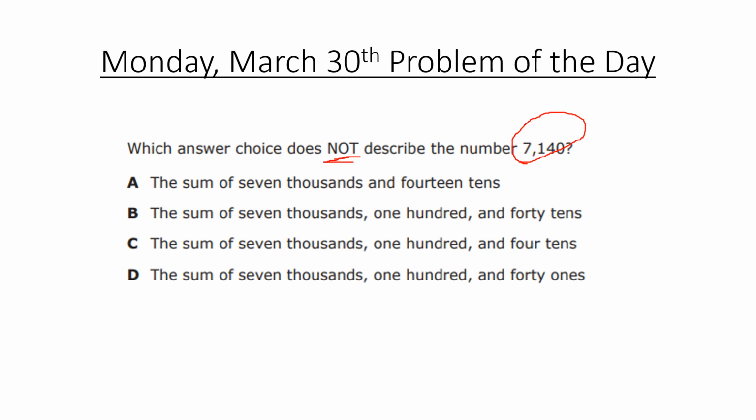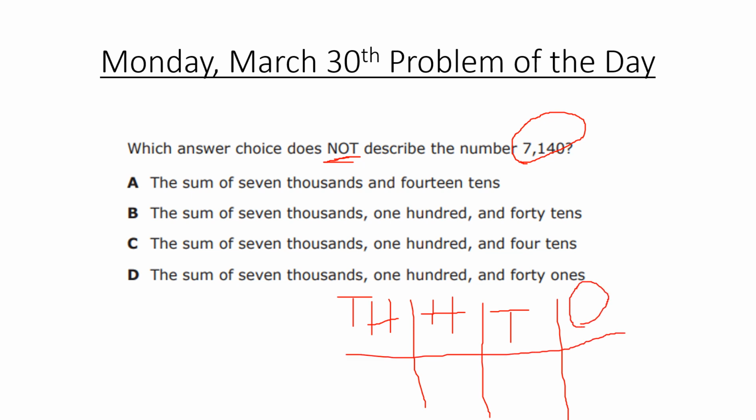So with place value, the easiest thing to do is to go ahead and draw a place value chart. If you did not draw a place value chart, please go ahead and do so. I see that the thousands place is the biggest place in my number, so I'm going to start with thousands. Then I have hundreds. Then I have the tens place, and I have the ones place.